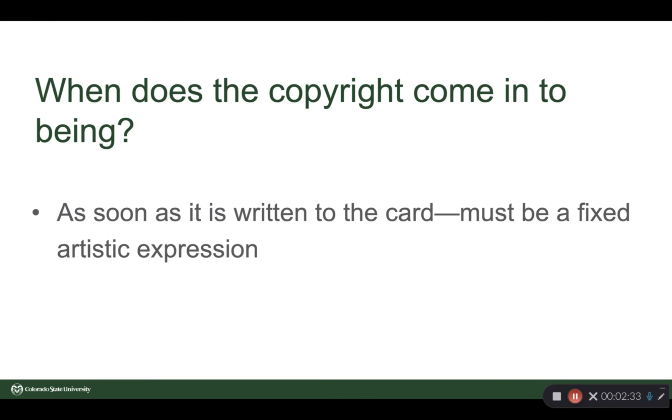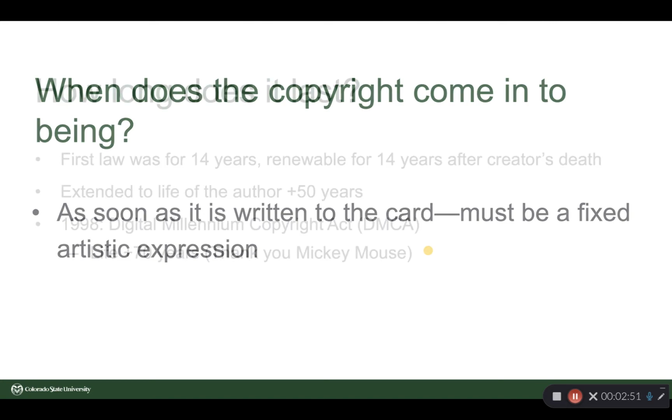When does the copyright come into being? As soon as it's written to the card, it has to be a fixed artistic expression. It can't just be a good idea. It can't just be your vision of how something could be. It has to be a tangible, meaning you can touch it, artistic expression.